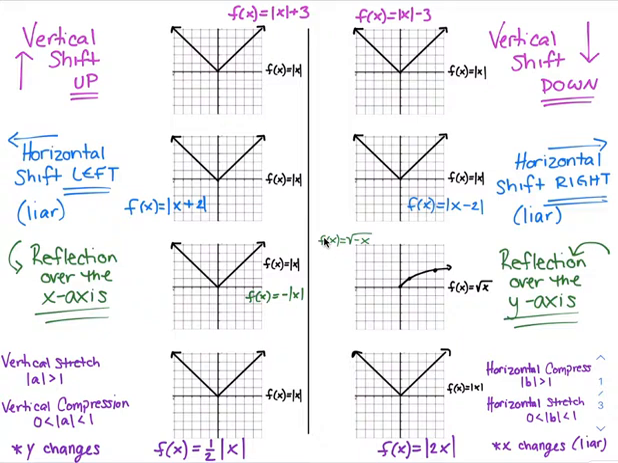I've got them color-coded. So the plus or minus D is pink, the plus or minus C is going to be in blue, the negatives out in front or inside are going to be green, and then the A and B, which is all about our vertical and horizontal compressions and stretches, those are going to be purple at the bottom.